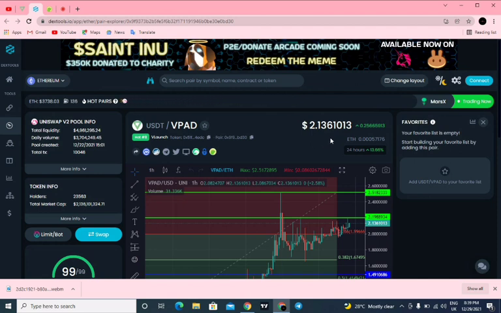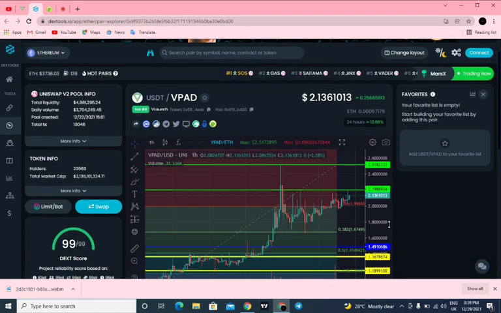But the $20 is very likely to happen as long as the overall cryptocurrency market cap remains healthy. The cryptocurrency market cap is bleeding right now, but Vpad is still performing a little bit well, because a lot of people are buying this token in order to have access to the IDO allocation of the other tokens that are listing on their launchpad. So that's one thing about this token.